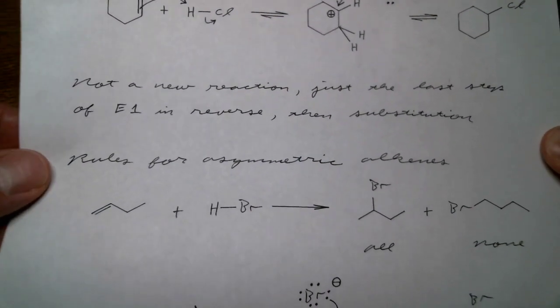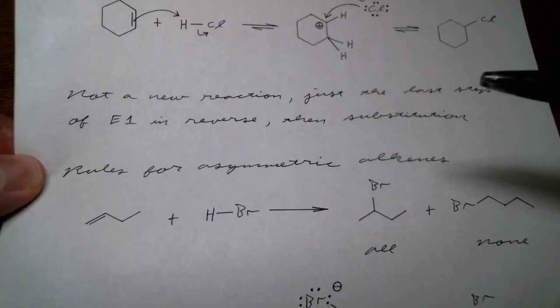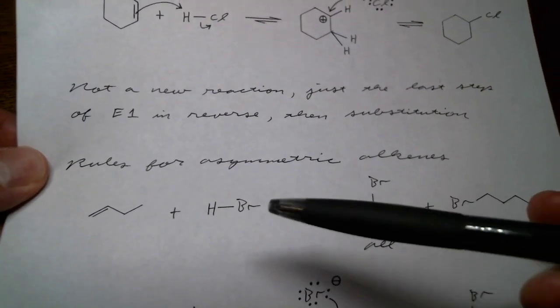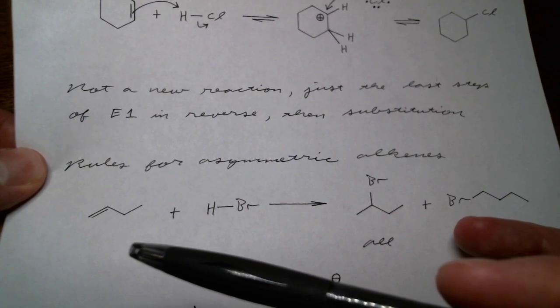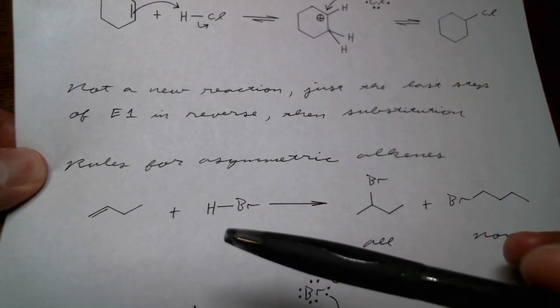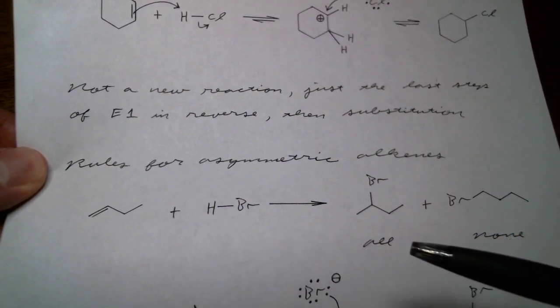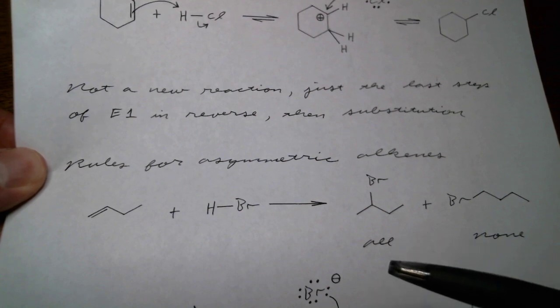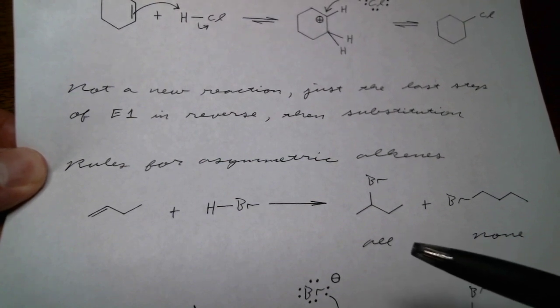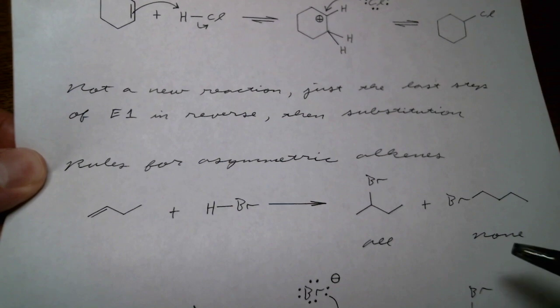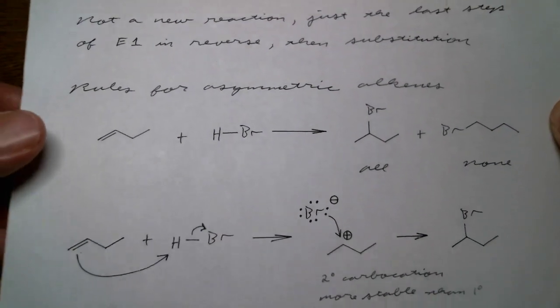There are rules for asymmetric alkenes. So cyclohexene is a symmetric alkene. Here we have 1-butene. So let's say we add HBr. Well, we get all 2-bromobutane, and we would expect it to be racemic. We get no 1-bromobutane. So why is that?